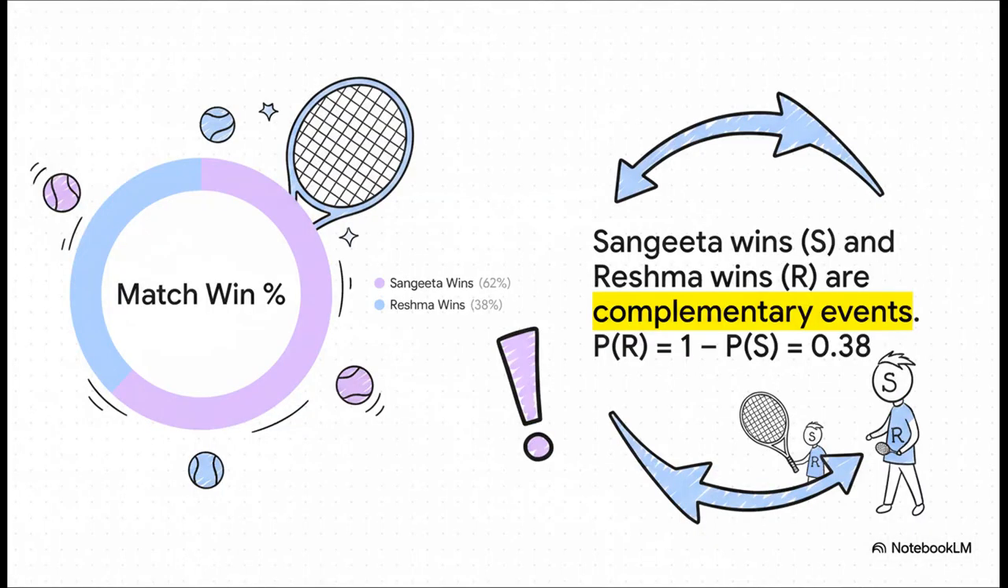Here's another cool little trick. Imagine Sangeeta and Reshma are playing a tennis match. The probability that Sangeeta wins is, let's say, 0.62. So, what's the probability that Reshma wins? Well, think about it. Either Sangeeta wins or she doesn't win, right? There are only 2 options, so the chance of Reshma winning is simply 1 minus the chance of Sangeeta winning. So you just do 1 minus 0.62, which gives you 0.38. That's it. We call these complementary events.